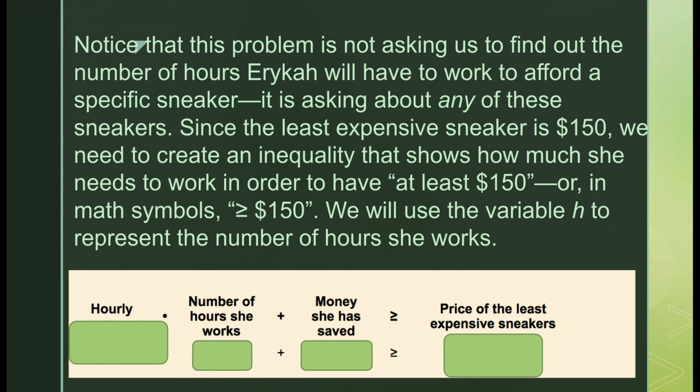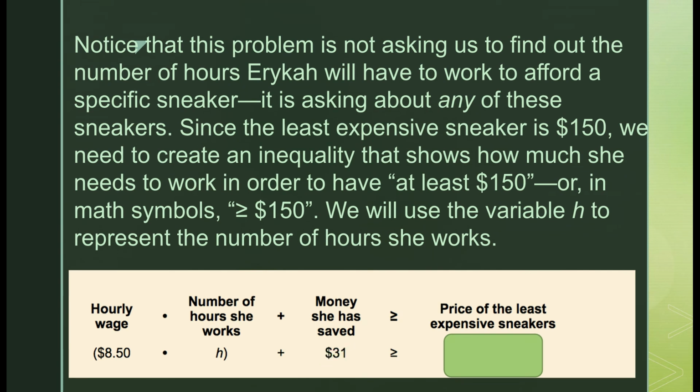So to create the inequality here, we're going to look first at her hourly wage, which is $8.50. We're trying to figure out the number of hours she's going to need to work, so we can call that H. So $8.50 times H. And then she's already saved $31. So then we can add the $31.